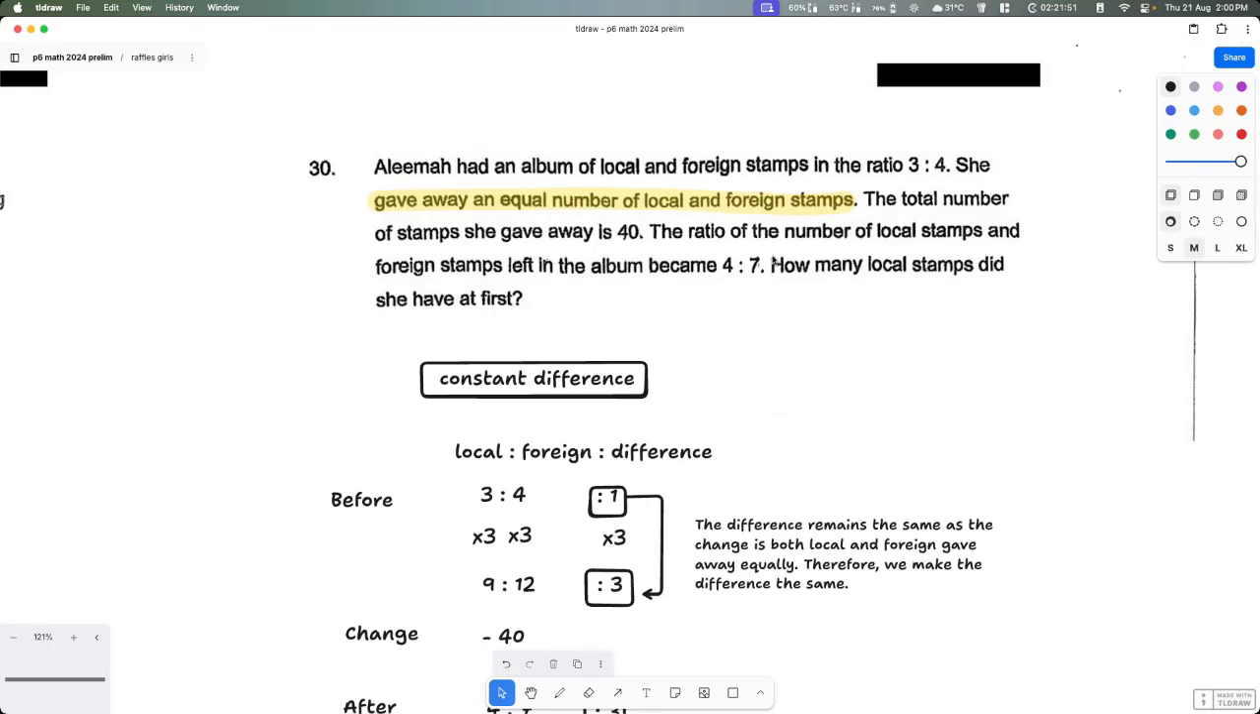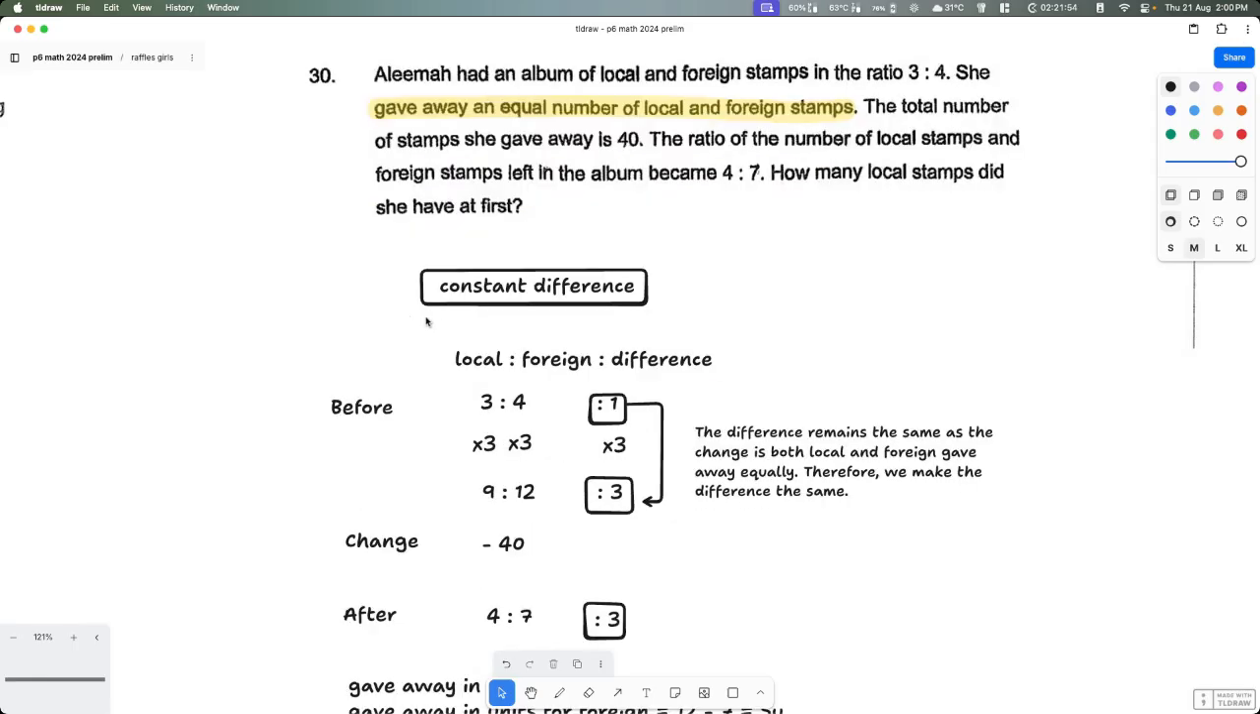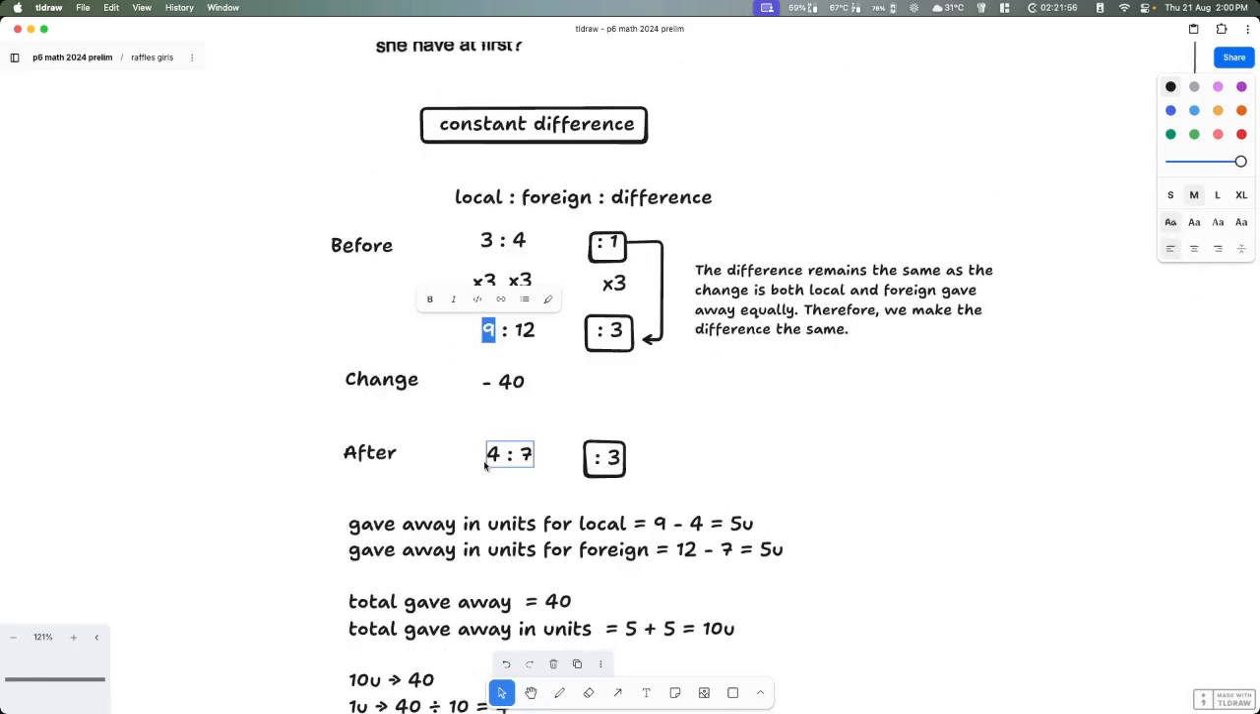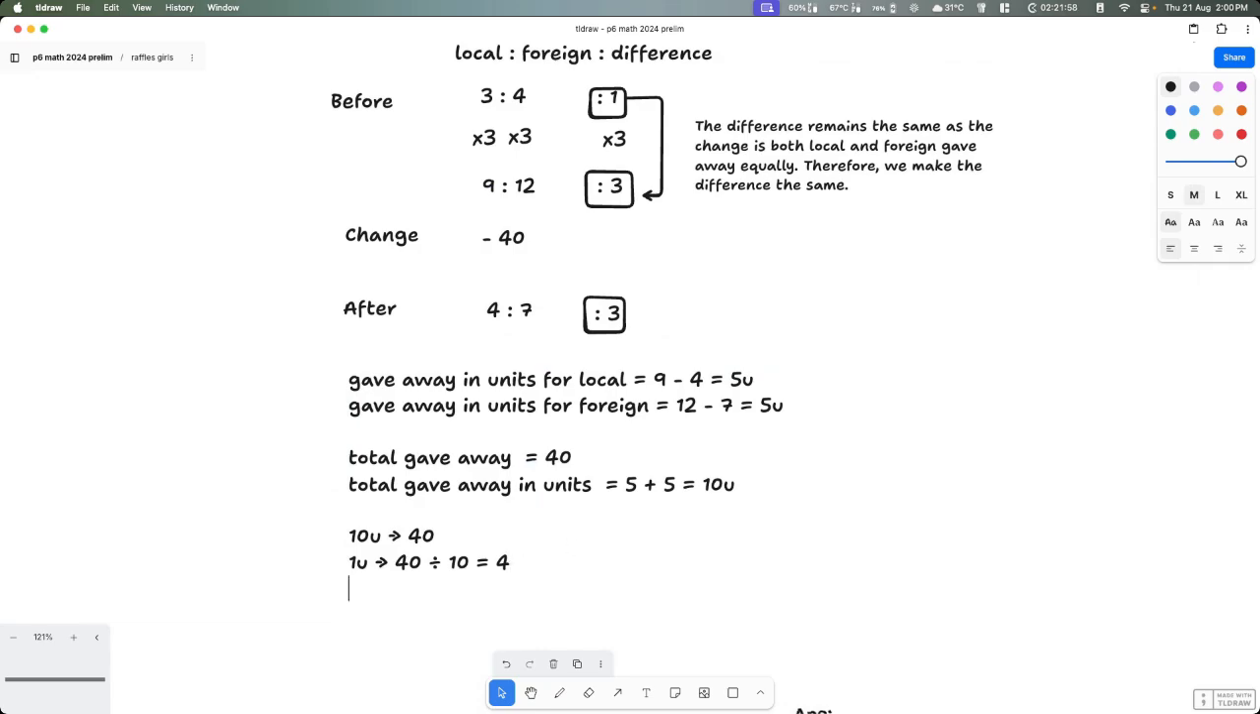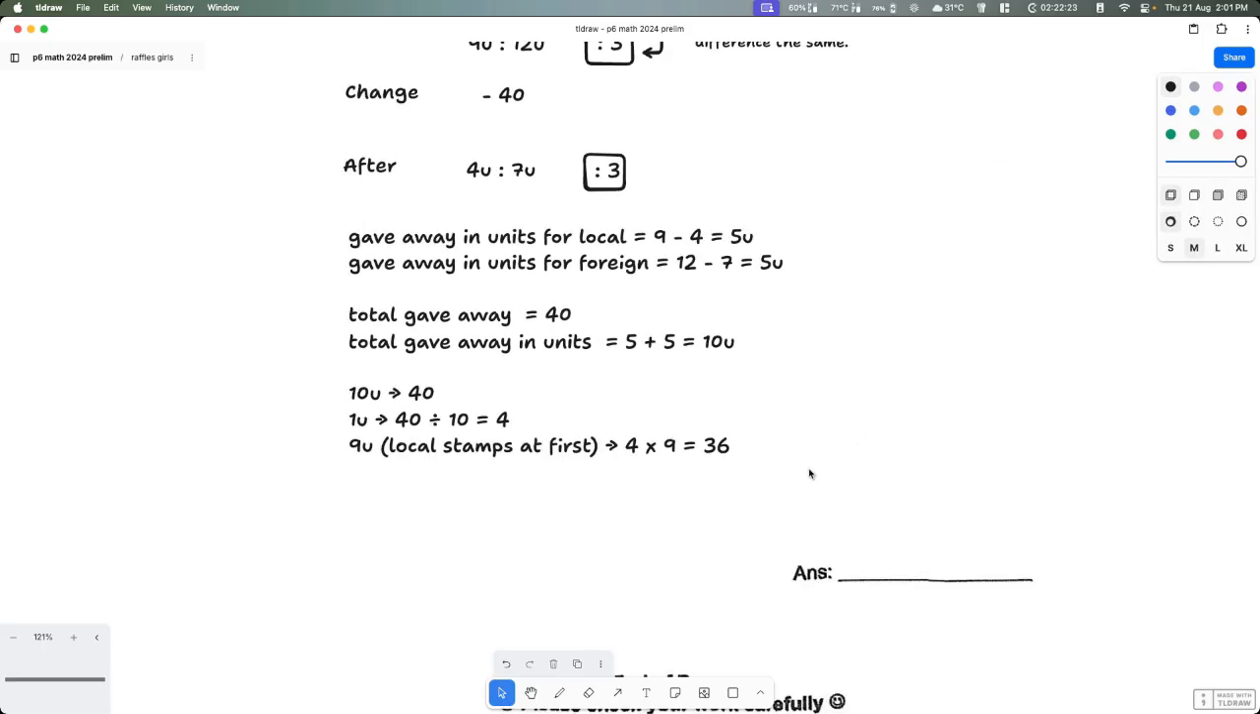All right, so how many local stamps did she have at first? Local is this, 9 units. I want to convert this to units so it's easier. Local stamps at first is 9 units, which is basically 4 times 9, which is 36. There you go. So that's the answer, 36.